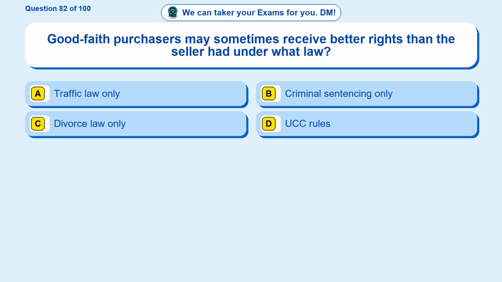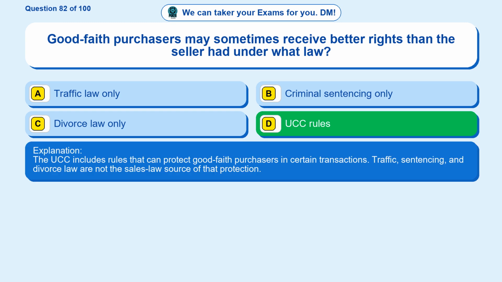Question 82. Good faith purchasers may sometimes receive better rights than the seller had under what law? Option A, traffic law only. Option B, criminal sentencing only. Option C, divorce law only. Option D, UCC rules. The correct answer is option D, UCC rules. The UCC includes rules that can protect good faith purchasers in certain transactions. Traffic, sentencing, and divorce law are not the sales law source of that protection.